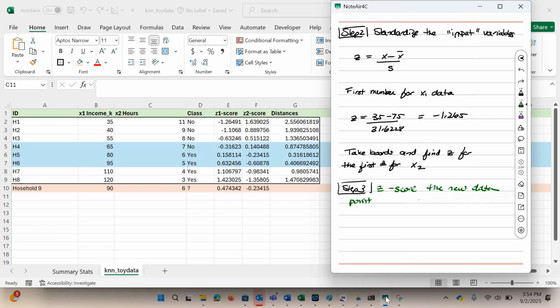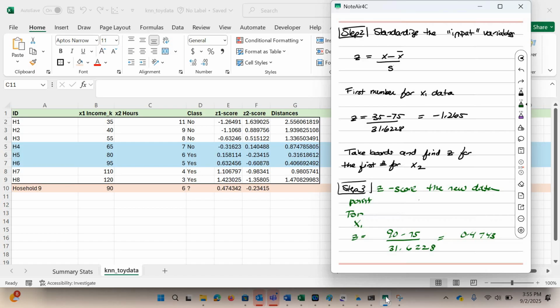I made a verb out of it. Z-score the new data point. So then you're going to have for x1, let me call it Z. I can't read my own writing. So this new data point is the data point that you're trying to predict? Yes. So you need to have everything in the same planet. So that's why you z-score it.